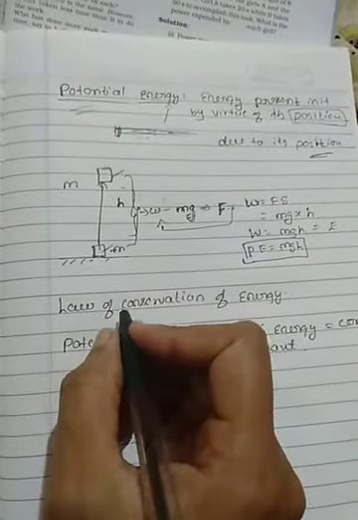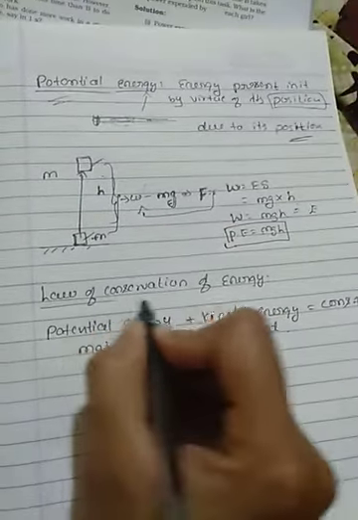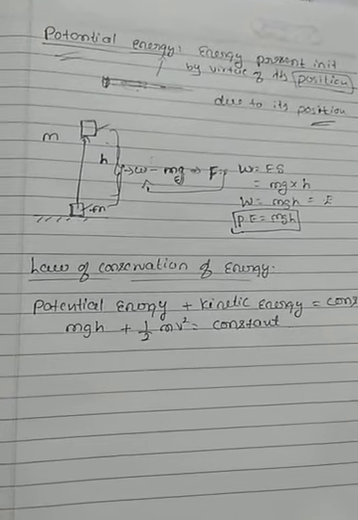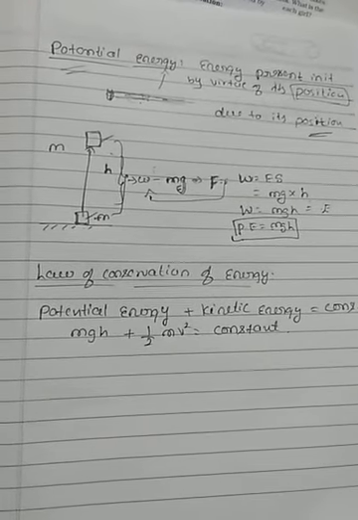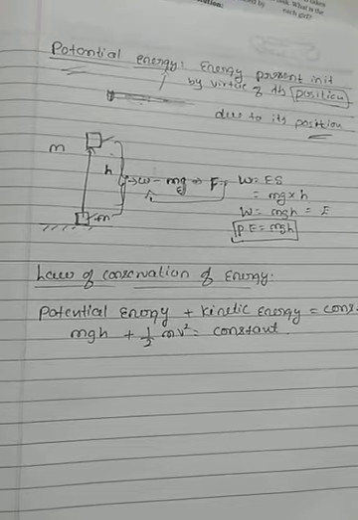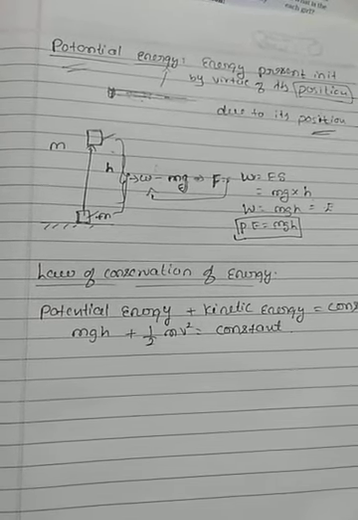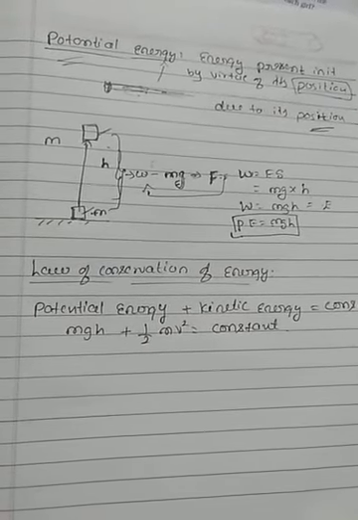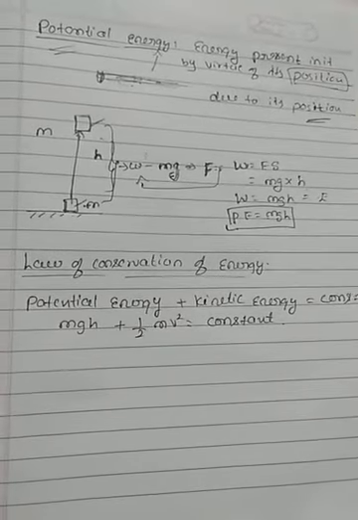Okay, let's move on to the next concept, the law of conservation of energy. We learned that energy can be changed from one form to another. What happens to the total energy of a system during or after the process? Whenever energy gets transformed, the total energy remains unchanged. This is the law of conservation of energy.